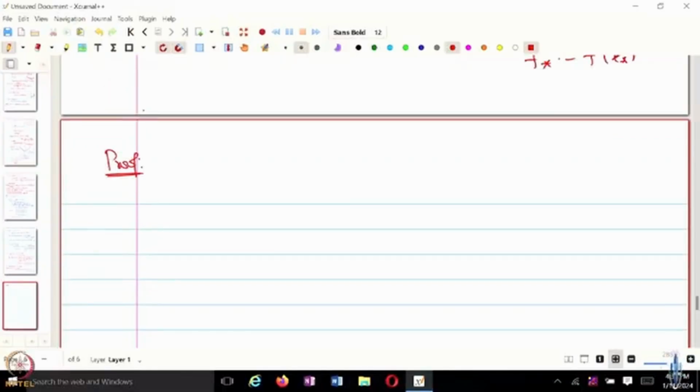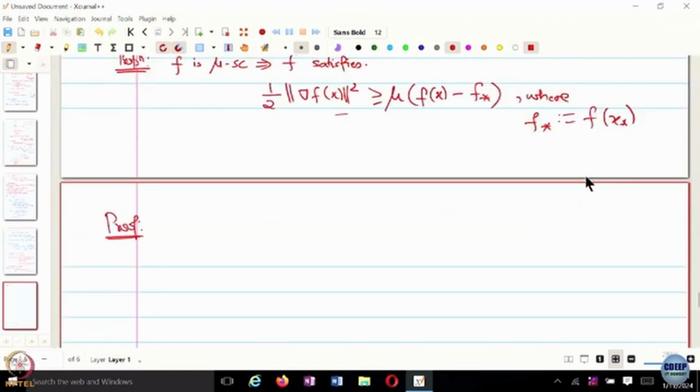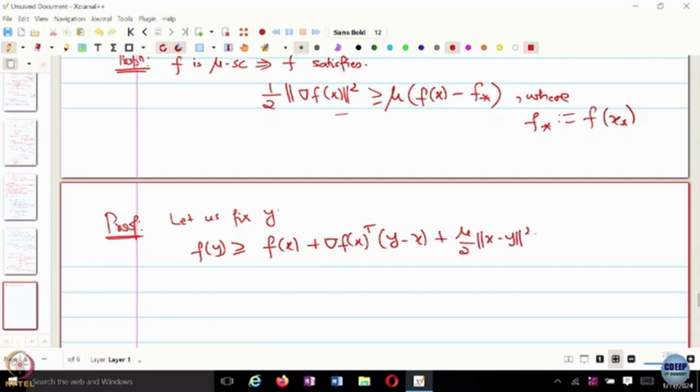All right. So if I were to show something like this, it's in terms of the gradient of f, right? So that means we would have to use a definition of strong convexity where the gradient comes in. Let us fix y. So f of y we know is greater than or equal to f of x plus the gradient term, for all x. We want the result in terms of the gradient of f of x, so that's why we are using this particular definition of strong convexity. So far so good.